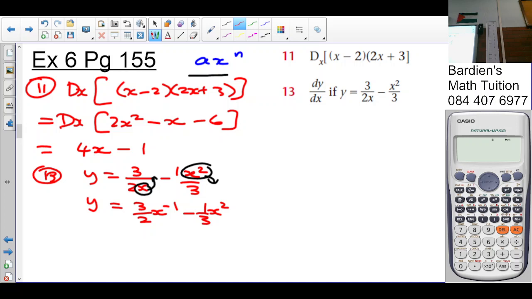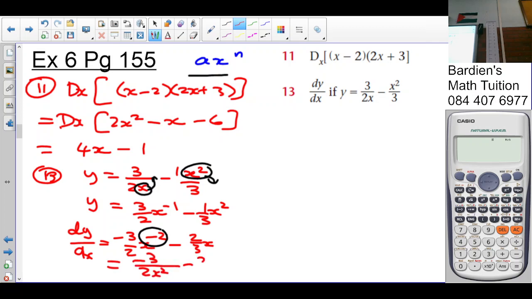But what other people do is they bring the 2 up with it in the first fraction. Now I can apply my derivative, so it's dy over dx equals negative 1 times 3 over 2 is negative 3 over 2. x minus 1 is going to give you x to the negative 2. Negative a third times 2 is negative 2 thirds x, if I minus 1 from there, I get x to the 1. Which now gives me, as you can see, a negative exponent. I bring the denominator: negative 3 over 2x squared minus 2 over 3 x. Or I could have put that x next to the 2 in the numerator.